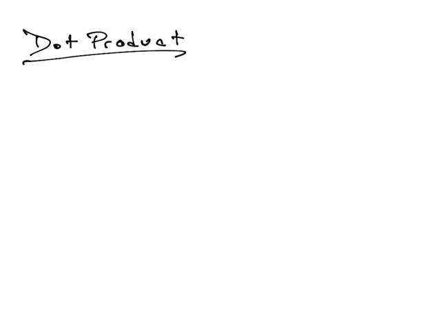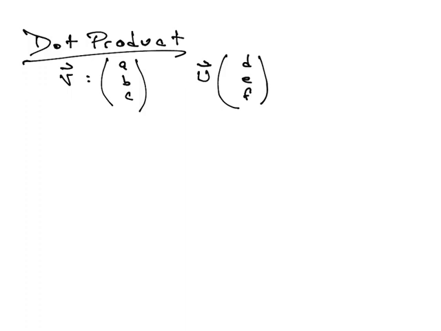So let's say we have the vector u. Better keep the same notation. V, which is A, B, C. And the vector u, which is D, E, F. Okay. Two vectors, V and U, and I want to multiply by the dot product, V times U. What does that mean? How do we do something like this?